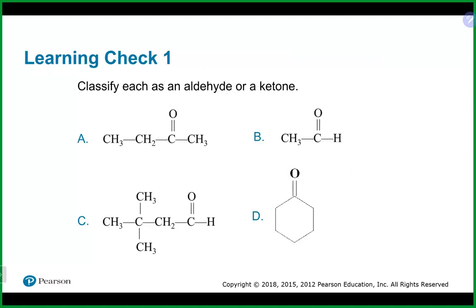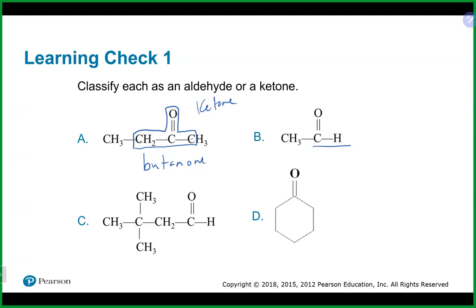All right, classify each of these as aldehydes or ketones, and why don't you also name each of these? Okay, so let's take a look. Obviously the first one here is a ketone. We got 1, 2, 3 carbons in a row, along with our double bond there. So that would be a ketone. And this would be 1, 2, 3, 4 carbons. So that'd be something like butanone. Any questions on that one there?